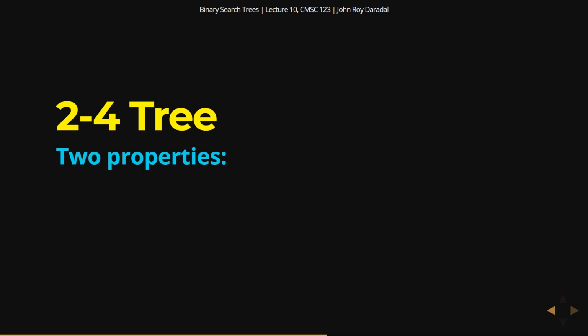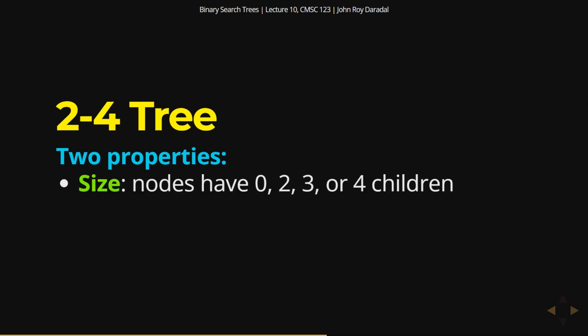2-4 trees follow two properties. First is the size property. The nodes either have 0 children or 2, 3, or 4 children depending on the number of entries. If you have 1 entry, you have 2 children. If you have 2 entries, 3 children. If you have 3 entries, 4 children. But if it's incomplete, then you don't have any children. Okay, so it's all or nothing.